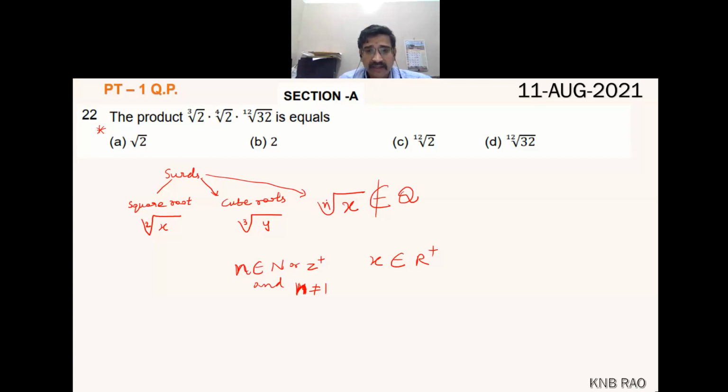So a surd is an irrational number. That means it should not be a rational number. It should not belong to the rational numbers. Having the nth root of x form, where n is a positive integer not equal to 1 and that radicand being a positive real number. This is the third definition. Is it clear to you?